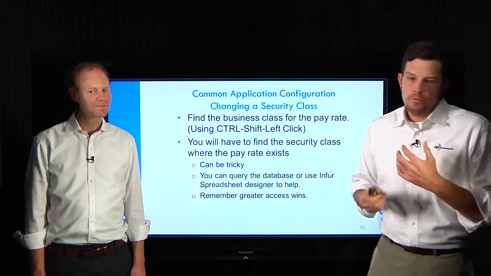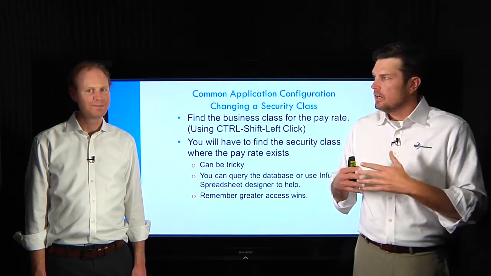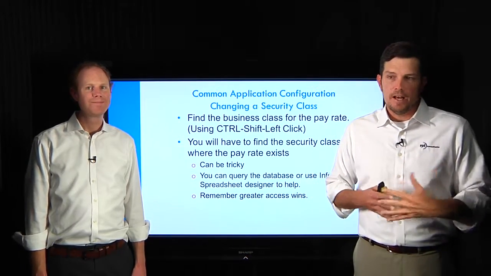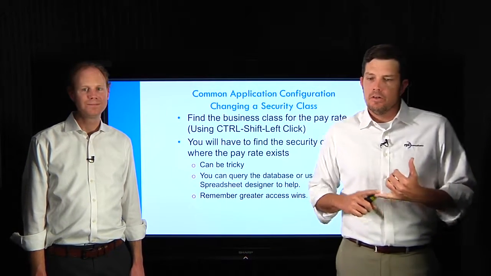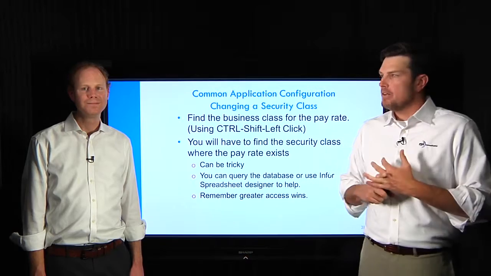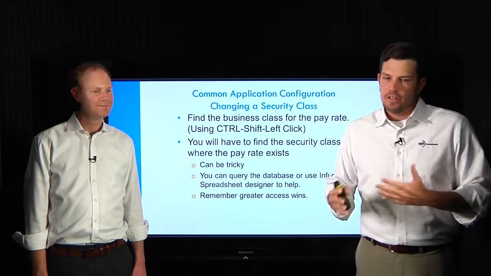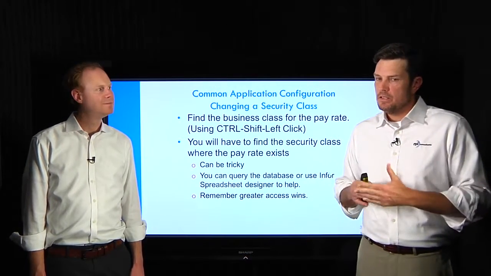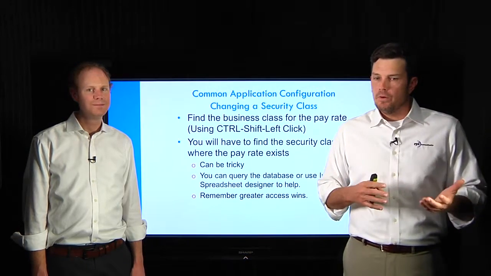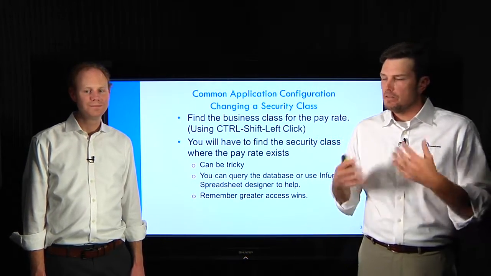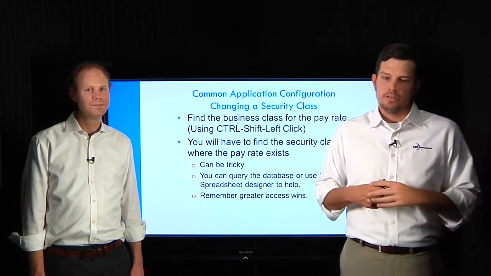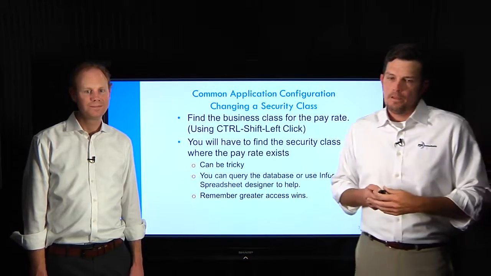So what we're going to do is find out which business class the pay rate's in. In order to do that, we've got to find a screen where the pay rate's at. I think LRC Detail has it, but when you find the pay rate and you Control Shift left click, it'll actually tell you the business class that it's in. So that's the business class that we want to secure in that field.